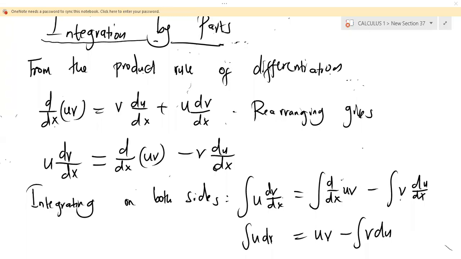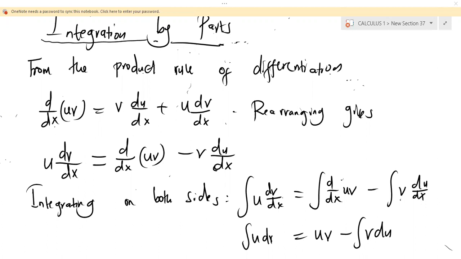So from the product rule of differentiation, guys, if you have d/dx of uv, where u and v are both functions of x, the derivative is given by v du/dx plus u dv/dx, which in our case we'd written as vu' plus uv'. Now rearranging this, if we bring v du/dx to the other side of the equation, making u dv/dx the subject of the formula, we'll have u dv/dx is equal to d/dx of uv minus v du/dx. Introducing the integral sign on both sides of the equation, we will have the integral of u dv/dx is equal to the integral of d/dx of uv minus the integral of v du/dx.